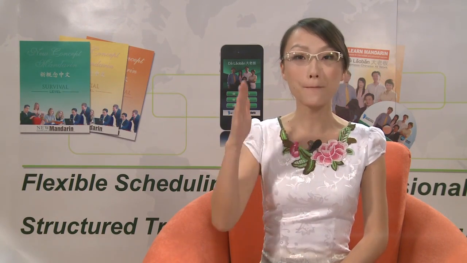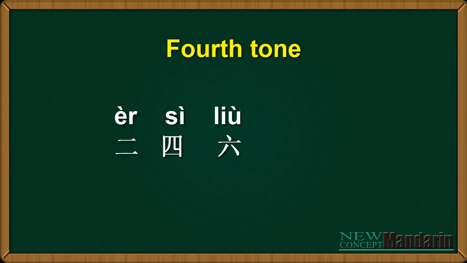The fourth tone is the falling tone. For example, ma, ma, like you are very angry and say no, no, no. Numbers that have the fourth tone are 2 4 6, like ma.